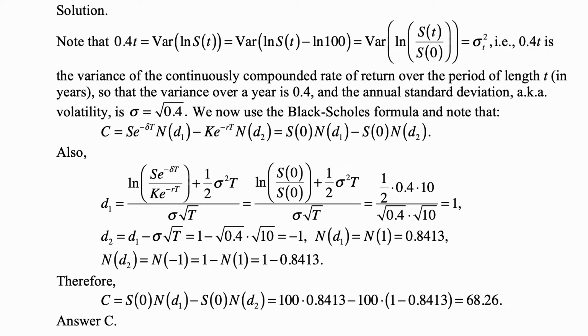And N of d1 is N of 1, which is 0.8413, and N of d2 is N of negative 1, which is 1 minus N of 1, so 1 minus 0.8413. And therefore the call price is S of 0 times N of d1 minus S of 0 times N of d2, and that's equal to 100 times 0.8413 minus 100 times 1 minus 0.8413, and we calculate this relatively quickly to be 68.26, which is answer C.